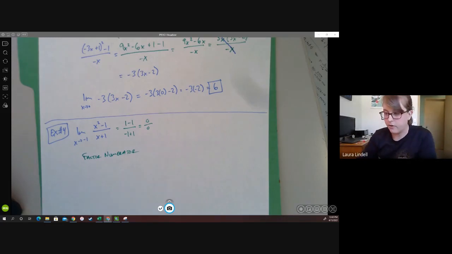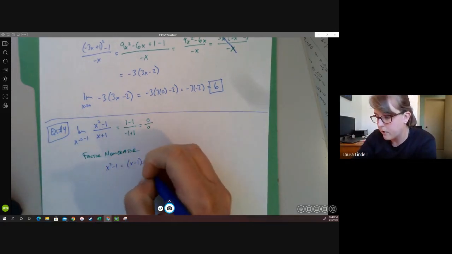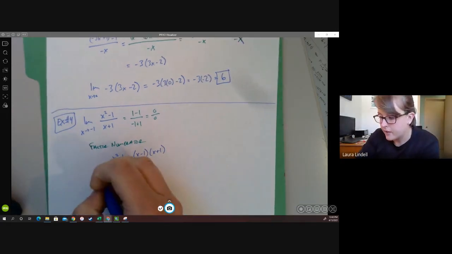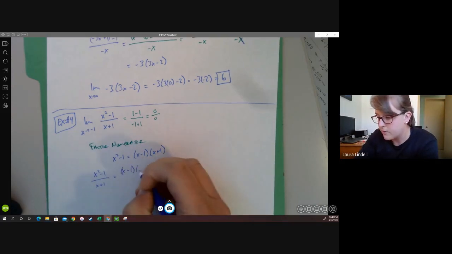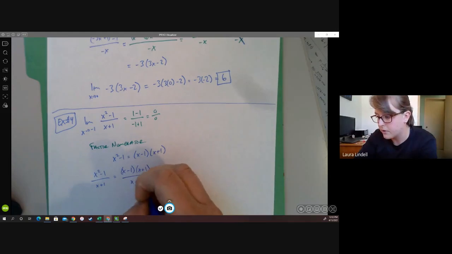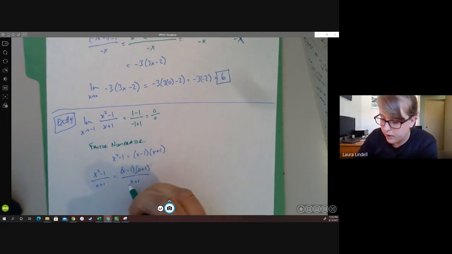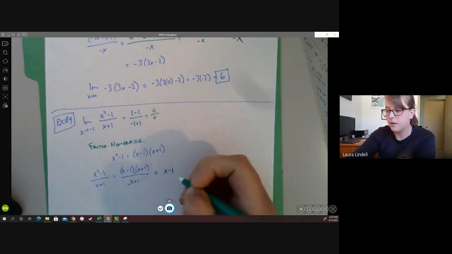So when we have difference of squares, we have x squared minus 1. That's equal to x minus 1 times x plus 1. So then we know that x squared minus 1 over x plus 1 is equal to x minus 1 times x plus 1 over x plus 1. Well, that works out really nicely because now we have something on the top and the bottom that we can cancel. The x plus 1 with the x plus 1. So now we're just left with x minus 1.